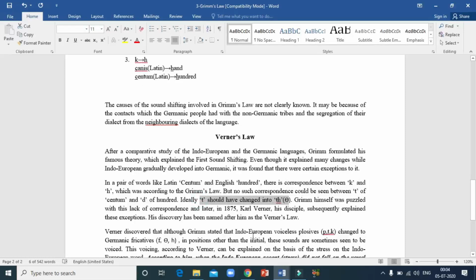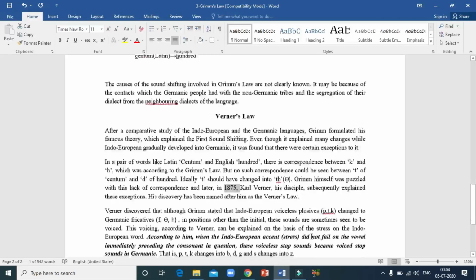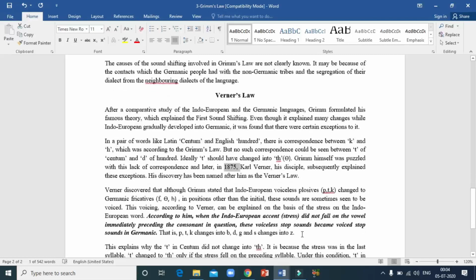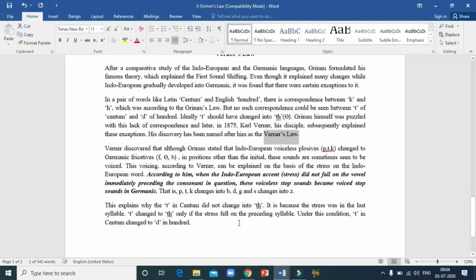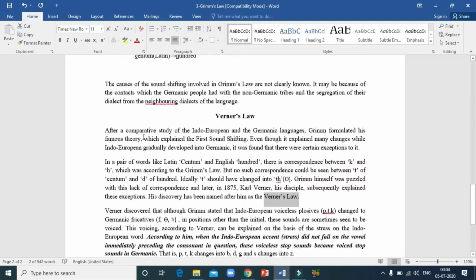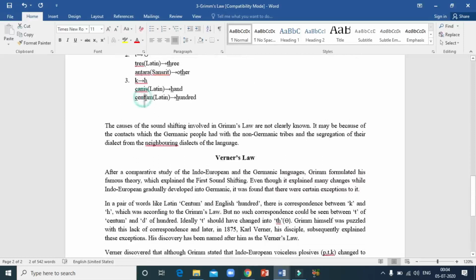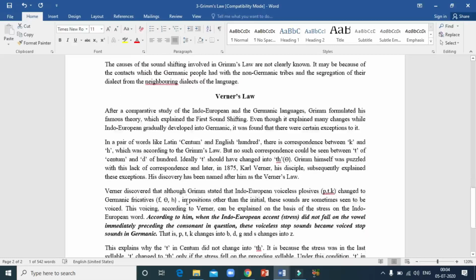So Grimm himself was puzzled by this lack of correspondence. So he started working on it, but it was later, in 1875, that his disciple Karl Verner explained this exception. Because he discovered this exception, it has been named after him as Verner's law. So let's look at Verner. What did Verner say the reason was why this change did not take place in centum?